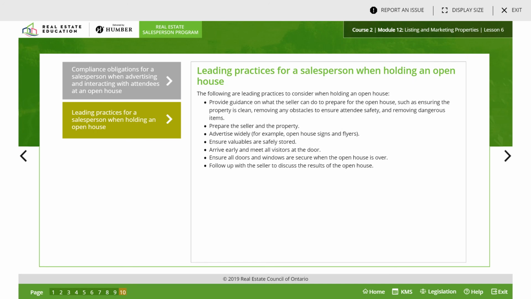Advertise widely, for example, open house signs and flyers. Ensure valuables are safely stored. Arrive early and meet all visitors at the door. Ensure all doors and windows are secure when the open house is over. Follow up with the seller to discuss the results of the open house.